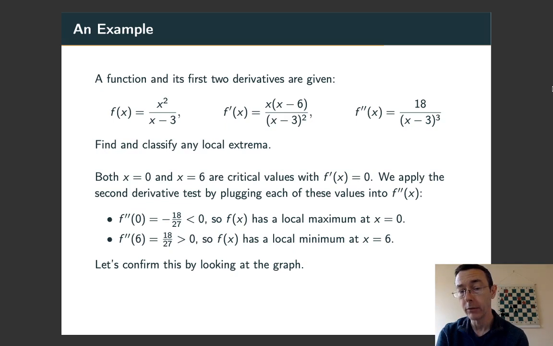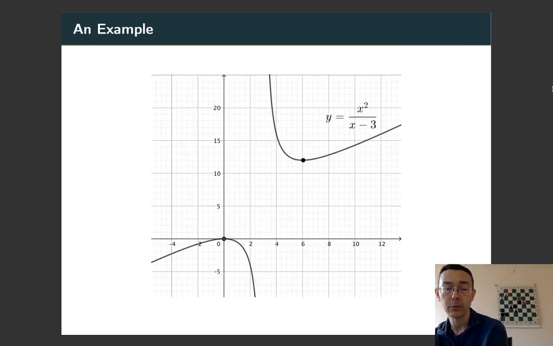We can see this on the graph. On the next slide, we should see a maximum at 0 and a minimum at 6. And in fact, we do. At x equals 0, we see we have a local maximum. The value of the function is y equals 0. And at x equals 6, we have a local minimum where the y value is 12.